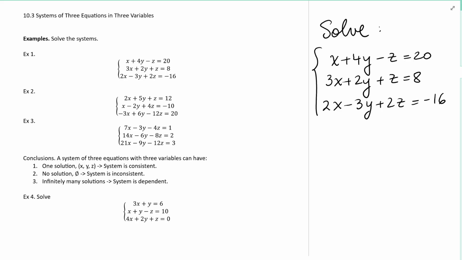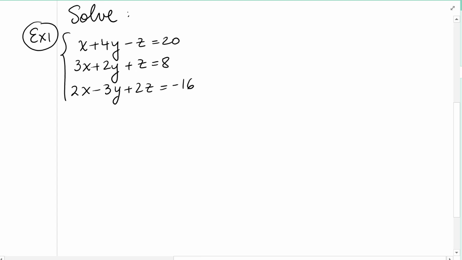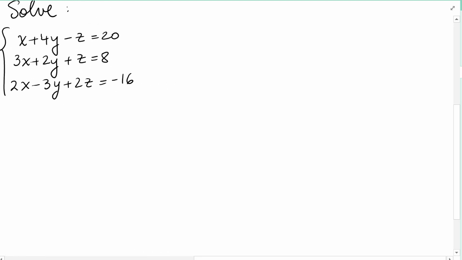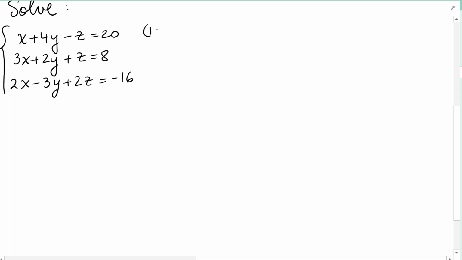In this video, we'll solve a system of three equations with three variables. So we have a few problems. I copied again example 1, and let's work it out step by step. So we have three equations, so I'm going to label them equation 1, equation 2, equation 3.